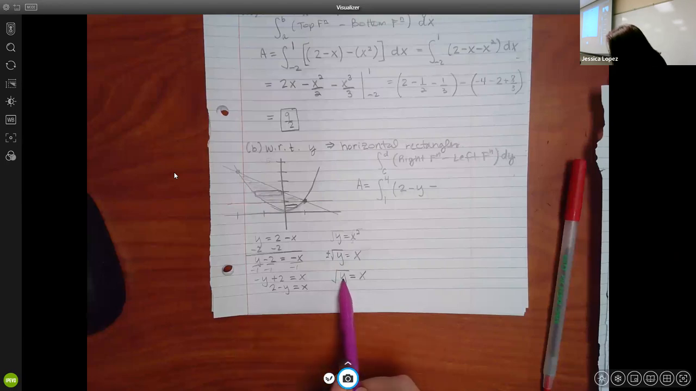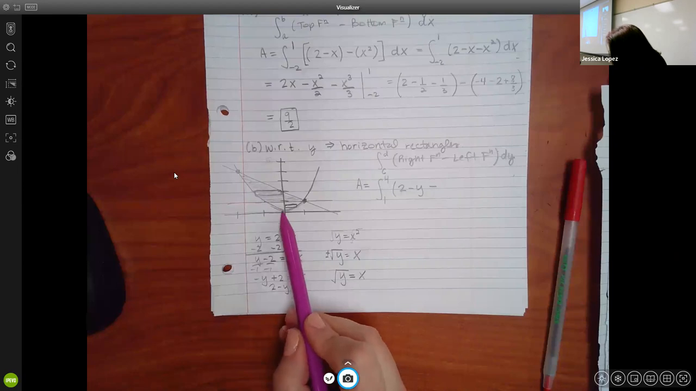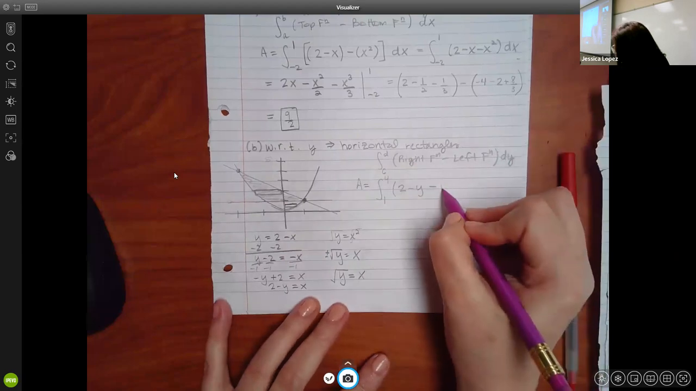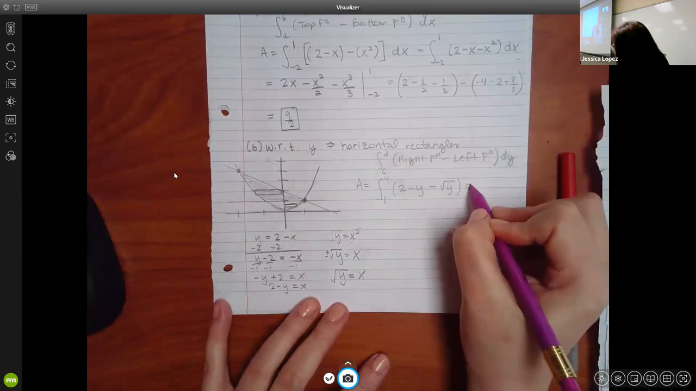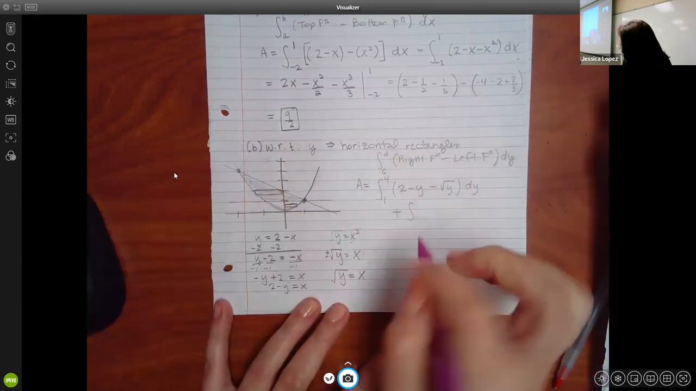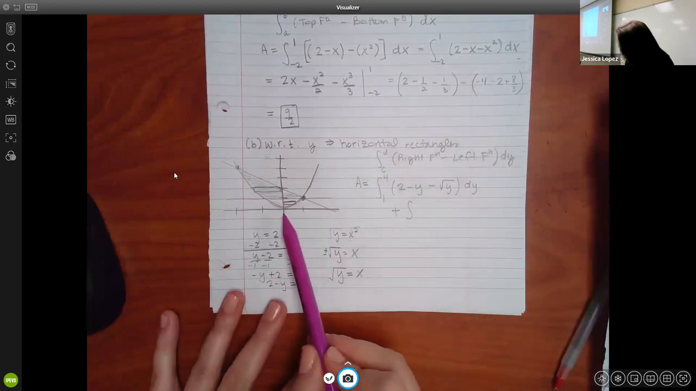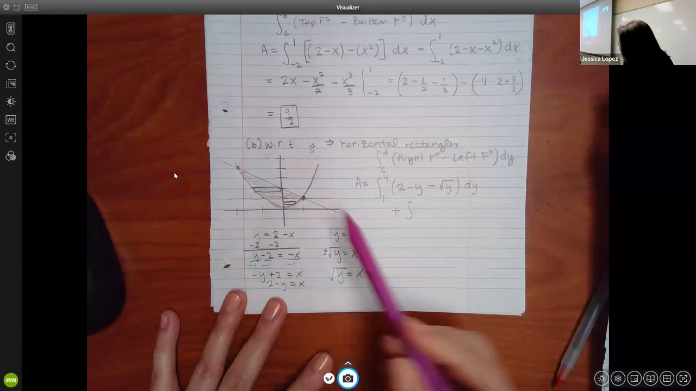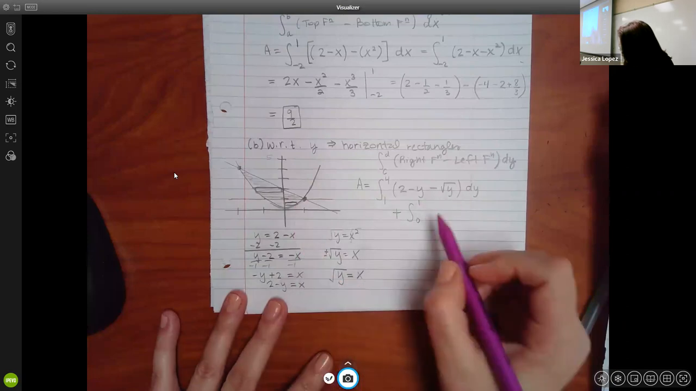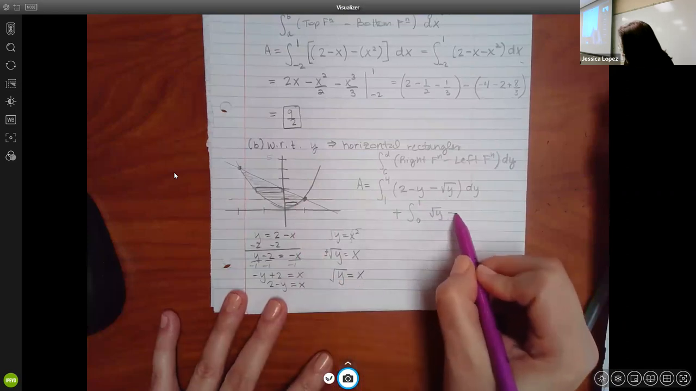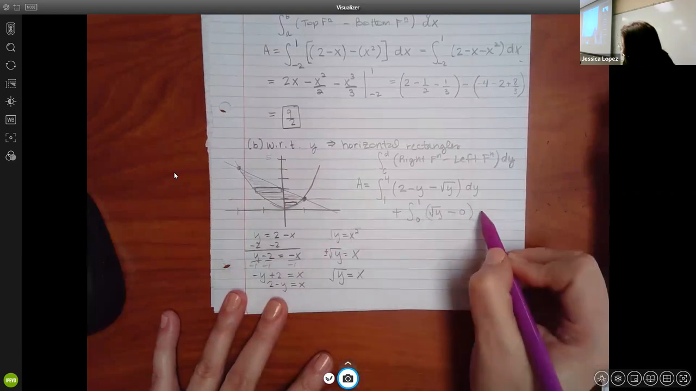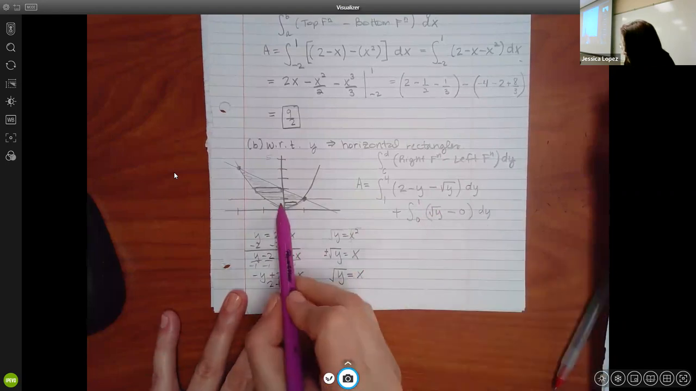If I do 0, I get 0. If I do 1, I get 1. Okay, cool. So we have the square root of y, and then y. But that's only the top half, right? I still have to do plus and then something for the bottom. Now here, the y value goes from 0 to 1. And we're only doing this function, so the right, which happens to be the square root of y, minus the left, which is the y-axis, which is just 0. But what do we say we had to do to this to get both sides?